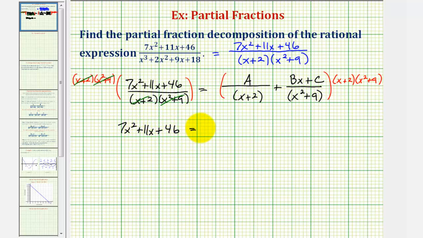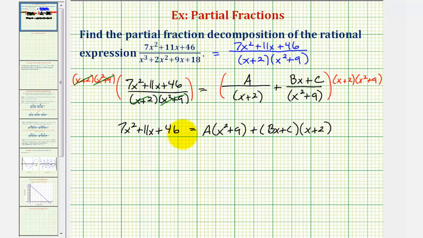And on the right side, for this first product, notice how the factor of x plus 2 simplifies out or divides out, leaving us with a times the quantity x squared plus 9. And for the second product here, the factor of x squared plus 9 simplifies out, leaving us with plus the quantity bx plus c times the quantity x plus 2. And now to find the values of a, b, and c, we'll equate the coefficients.